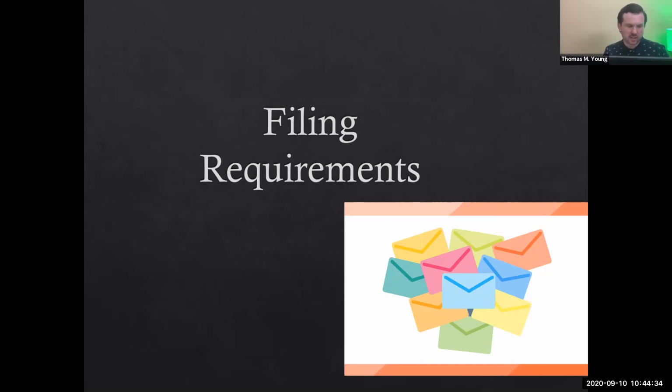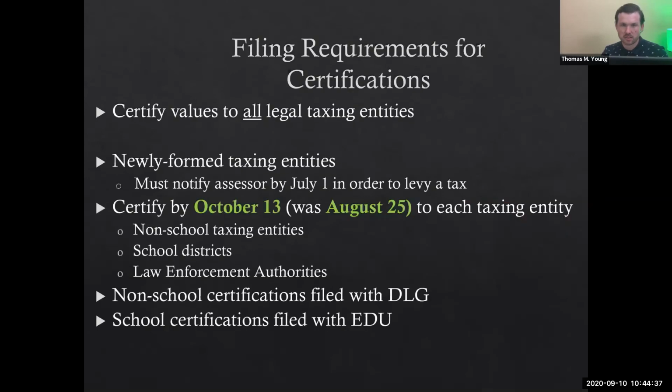Filing requirements is sort of the last piece for what I'm going to do. For certifications, the assessor's office has to certify values to all legal taxing entities, even if they have never levied a property tax, and the assessor doesn't think that they will. If they are an entity in good standing, they are supposed to get a certification every year. Newly formed taxing entities have to notify the assessor by July 1 to levy a property tax that year. And those certifications go out August 25th to each taxing entity.